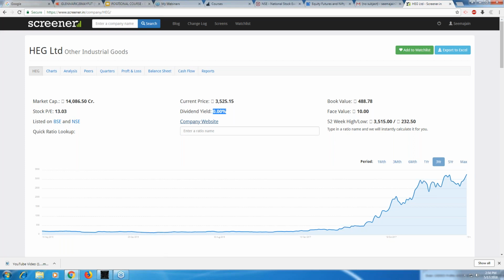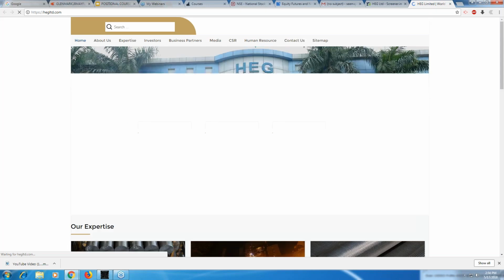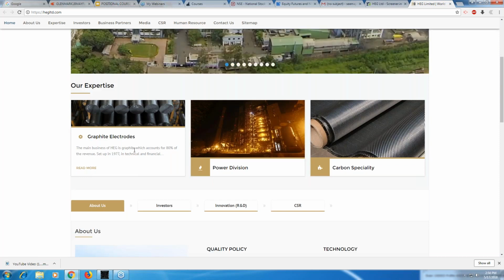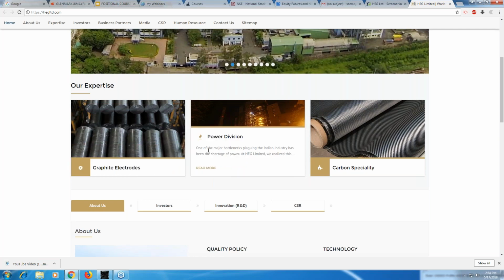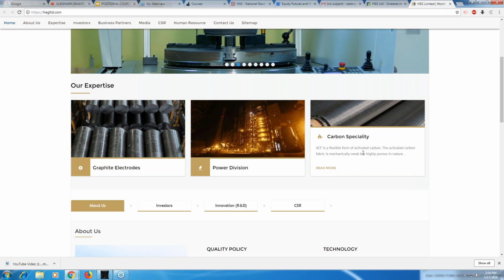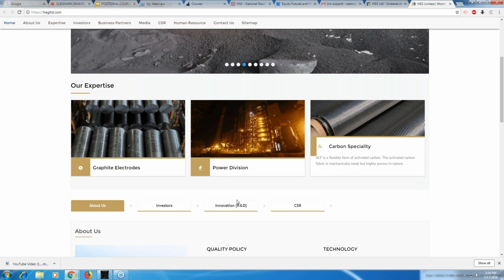You can go to the company's website from here and see what all they do. They are into graphite electrodes. The main business is graphite electrodes, which accounts for 80% of the revenue. Then they have a power division. One of the major bottlenecks plaguing Indian industry has been shortage of power, so they are into generating power. They also have carbon specialty, and you can read about the company from here.